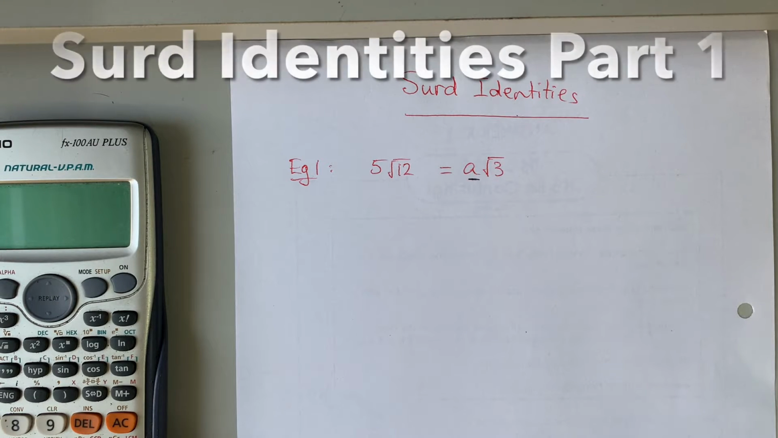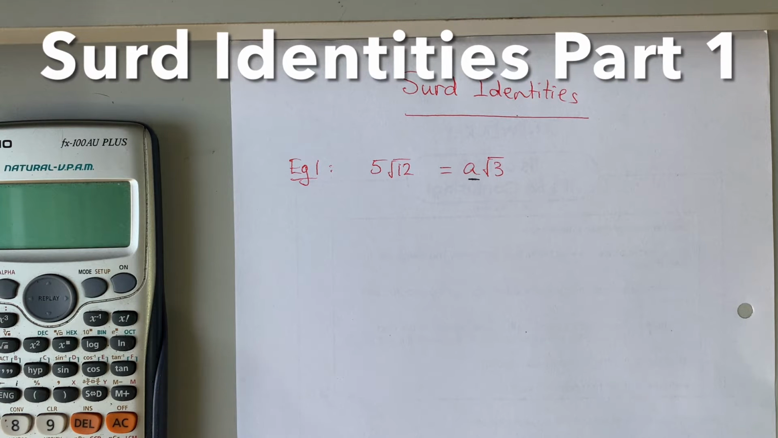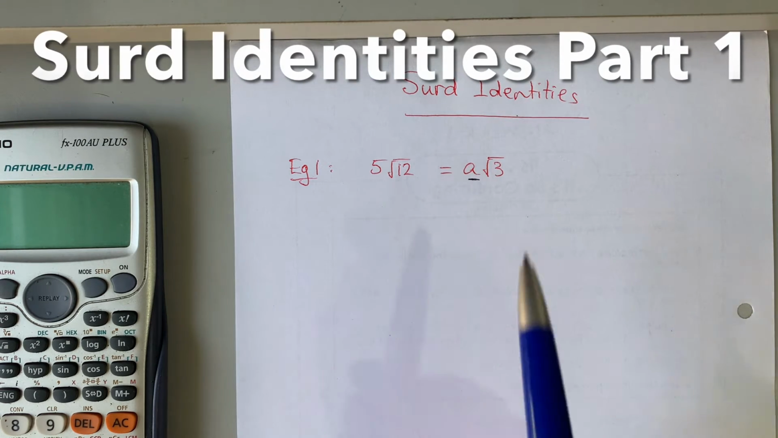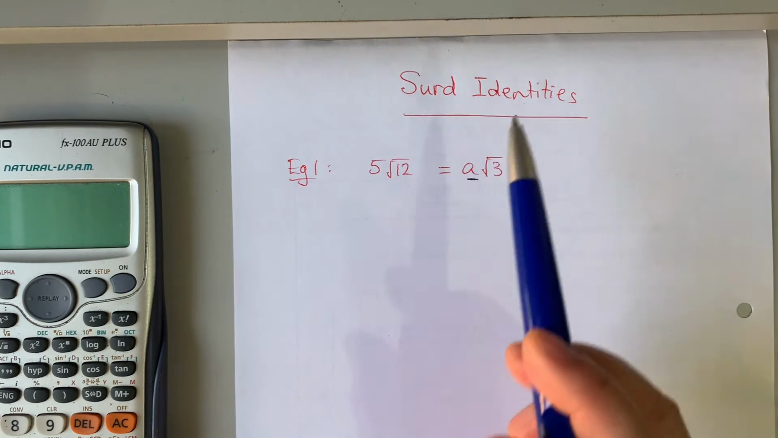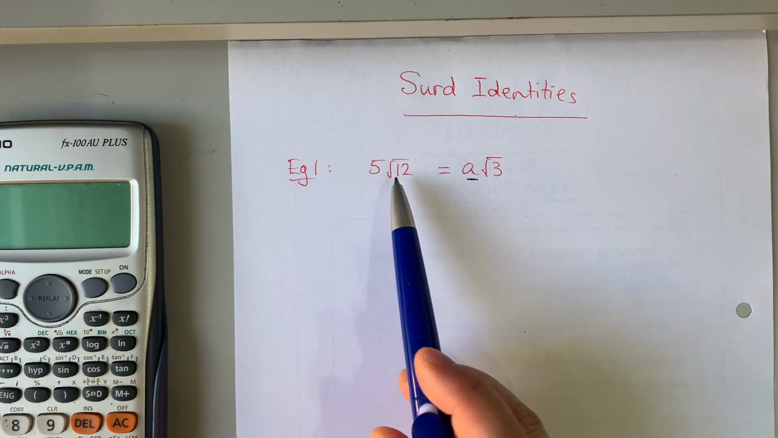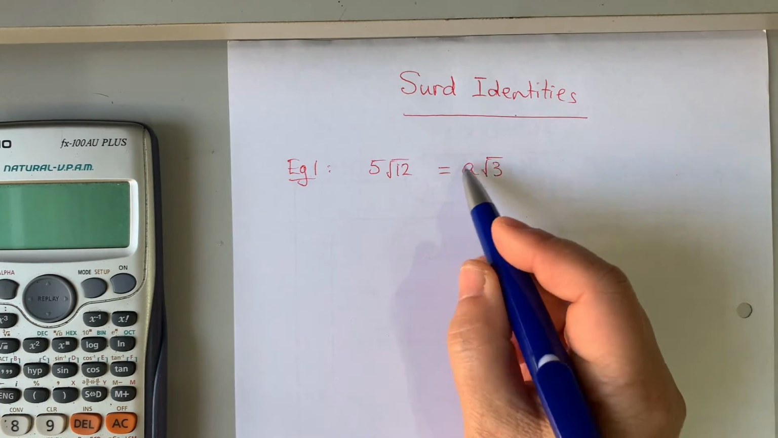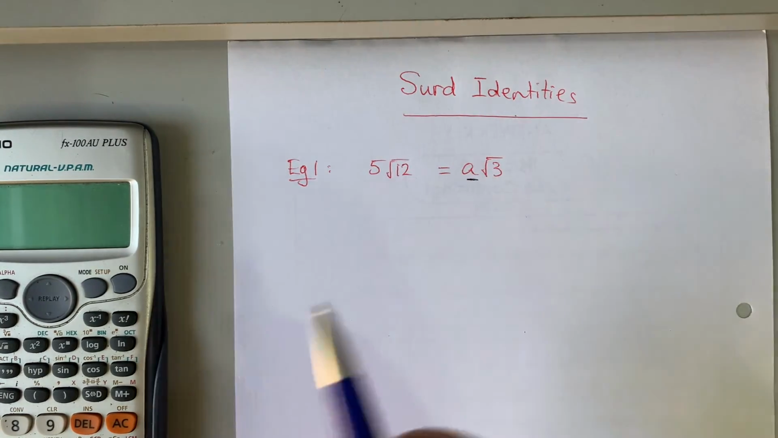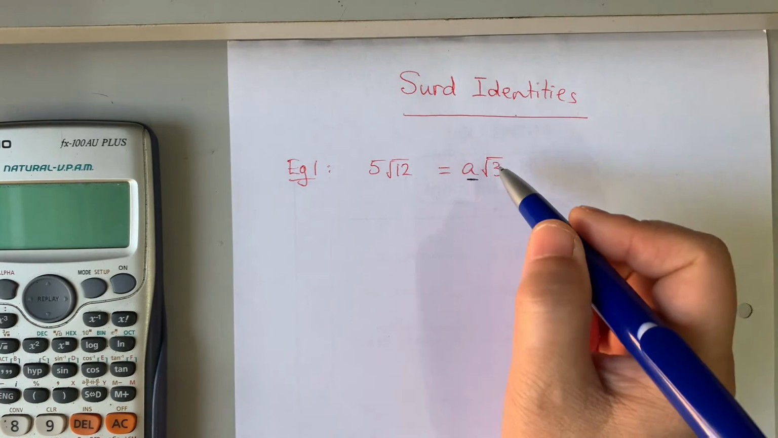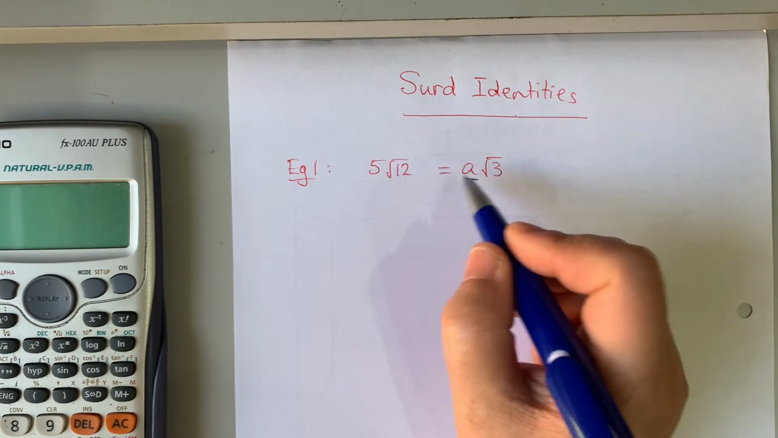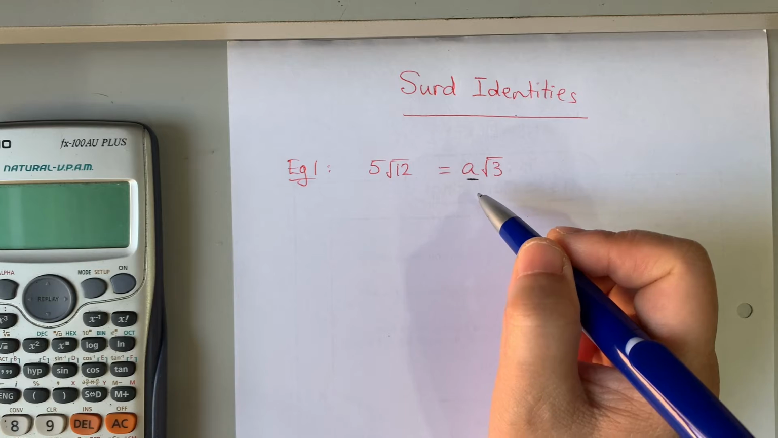Today I want to go through a few examples on surd identities. So identities are expressions that are exactly equal to each other. So to find out the value of A in this example, what we need to do is to put the two surds in exactly the same format.